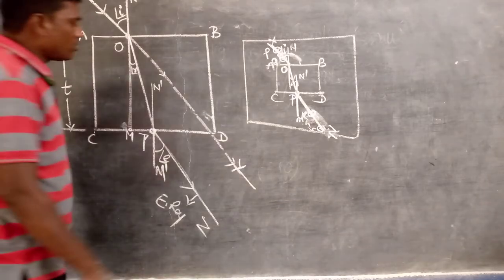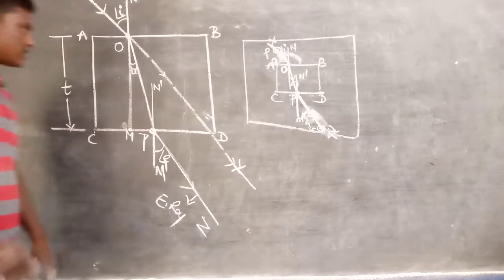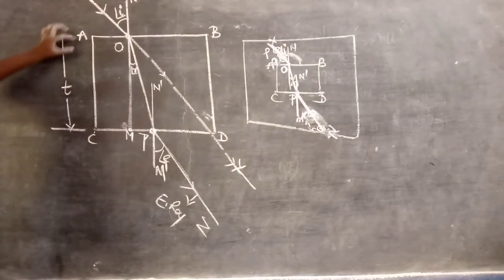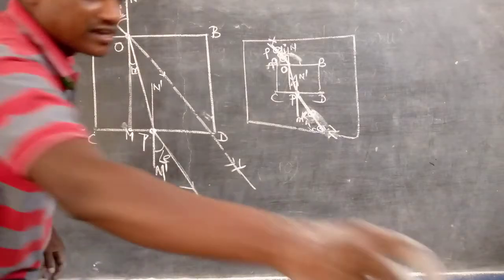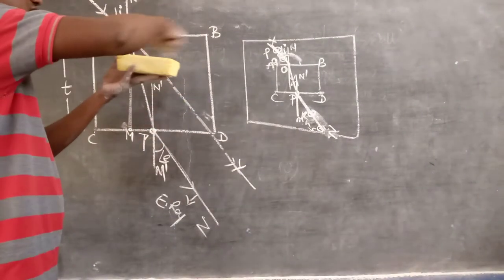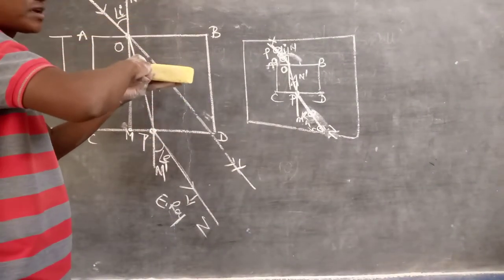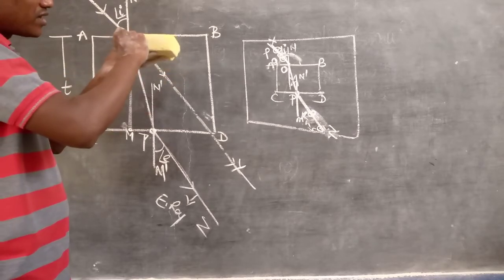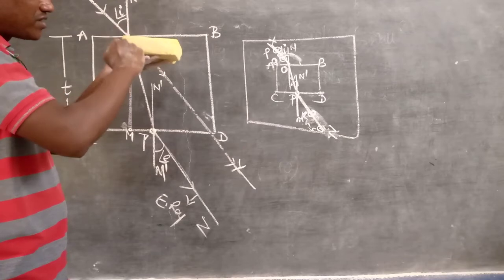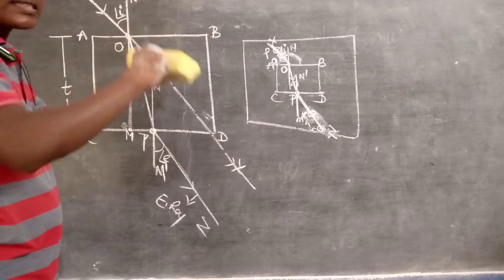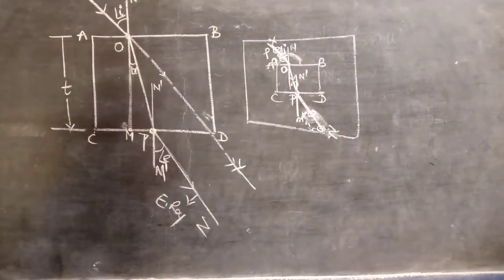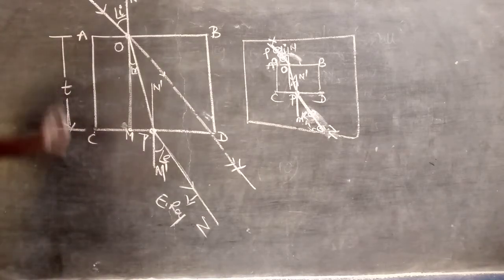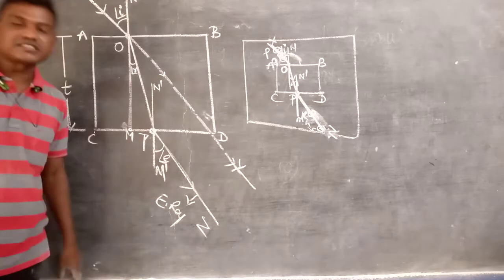These are the common factors for us. Now, the thickness of the glass slab is T, from A to B. This distance, from here to here, we call the thickness of the glass slab, and we represent it with T. Now our concept is what?